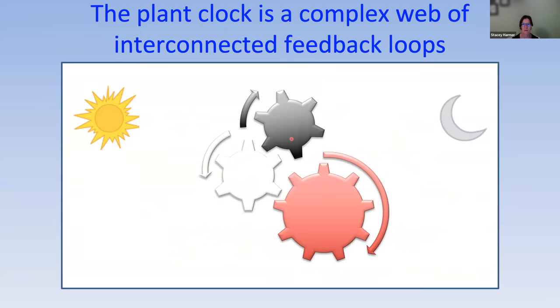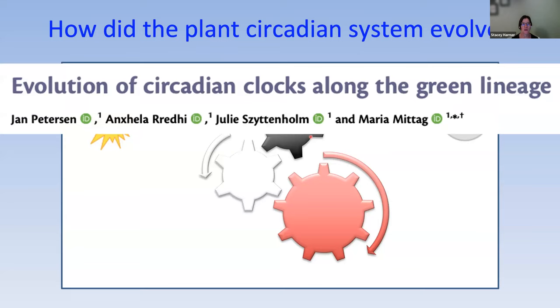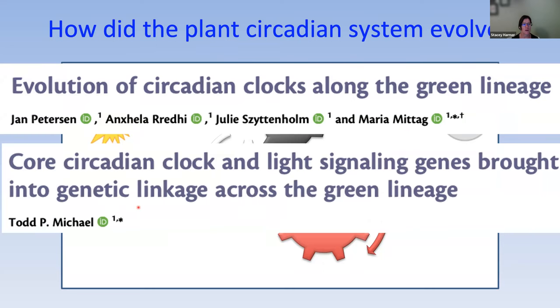All right, so I want to highlight the articles in the focus issue. We have a few focused on evolution of the circadian system. So there's a really nice update from the Mittag lab looking at the evolution of clocks in plants along the green lineage. And there's an article from Todd Michael, a research report, where he demonstrates that some of the core circadian clock genes that I showed you in that clock diagram have gotten into close genetic linkage, and that's conserved over the green lineage. And as an aside, Todd contributed that lovely cover art that you saw in the first slide that I showed.